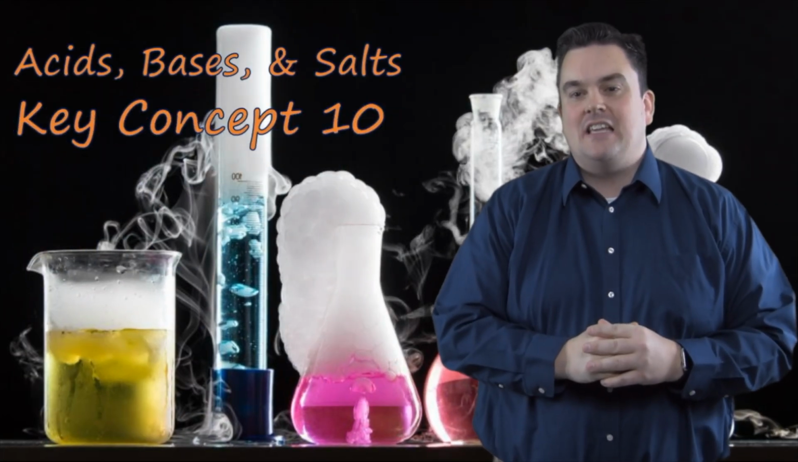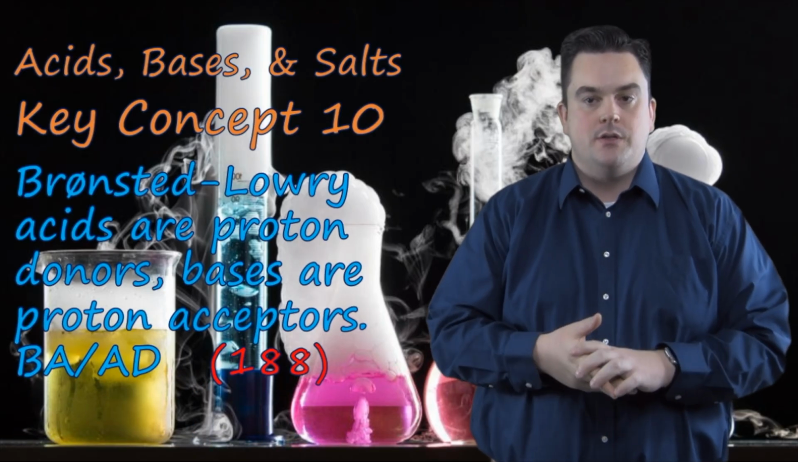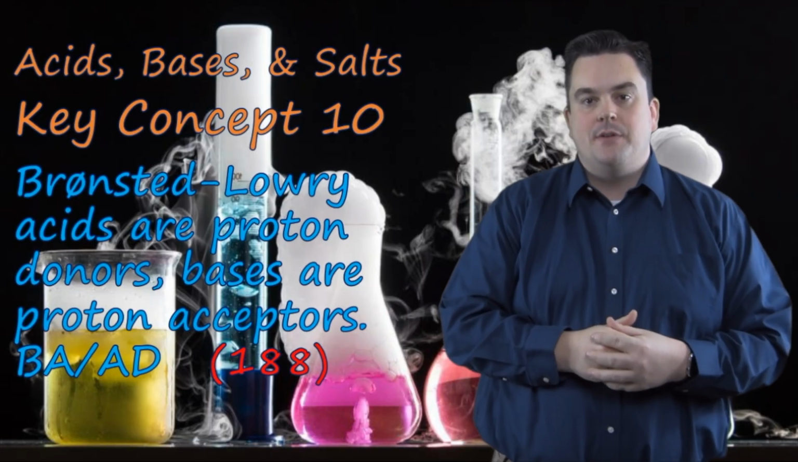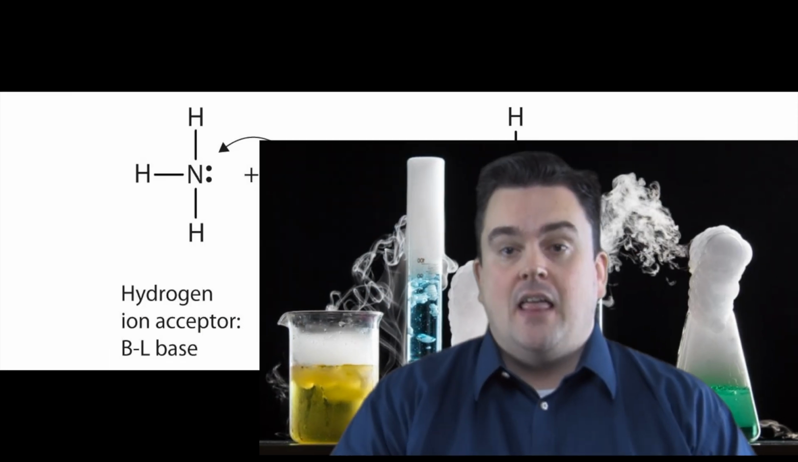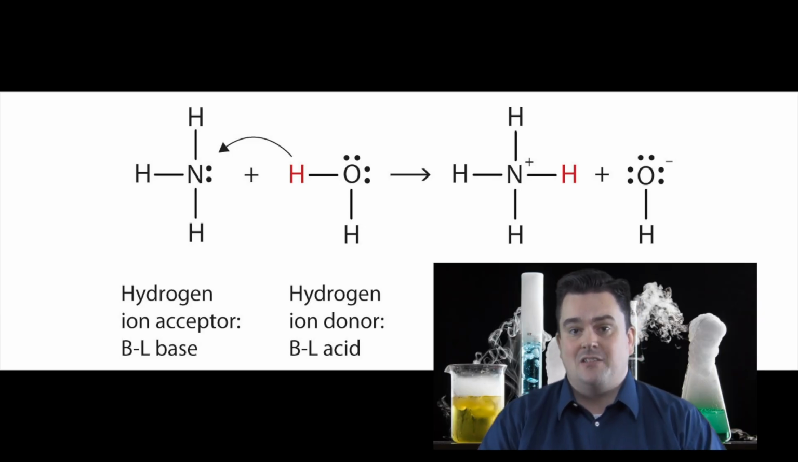Acids, bases, and salts, key concept 10. Bronsted-Lowry acids are proton donors. Bases are proton acceptors. Now the Bronsted-Lowry theory of acids and bases is all about that proton. You have to look at the entire chemical equation to find out where it went from and to, to figure out what your acid and base are.